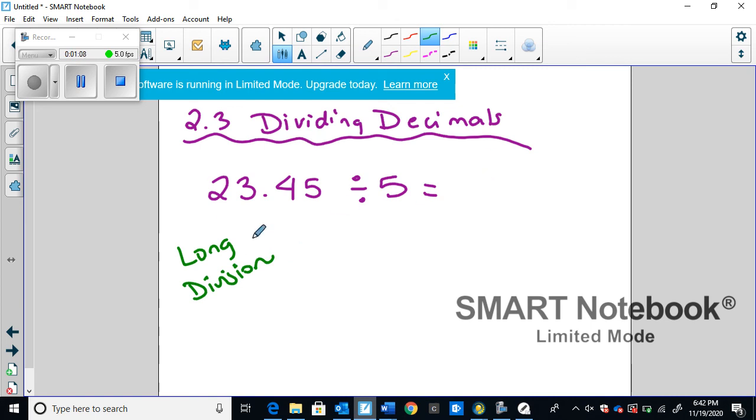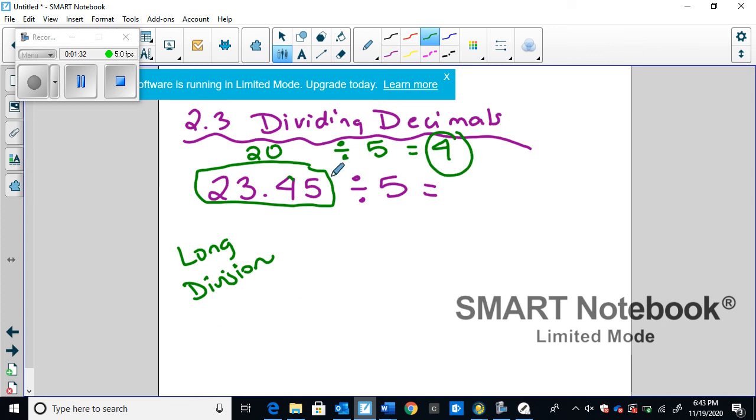But before we even start a long division, let's just do an estimation of where our answer needs to be roughly around so we know where we put the decimal. So we have 23.45 divided by 5. Well, let's pick a number that can actually be divided by 5. So let's say this is close to 20, and 20 divided by 5 is 4. So our answer needs to be close to 4.